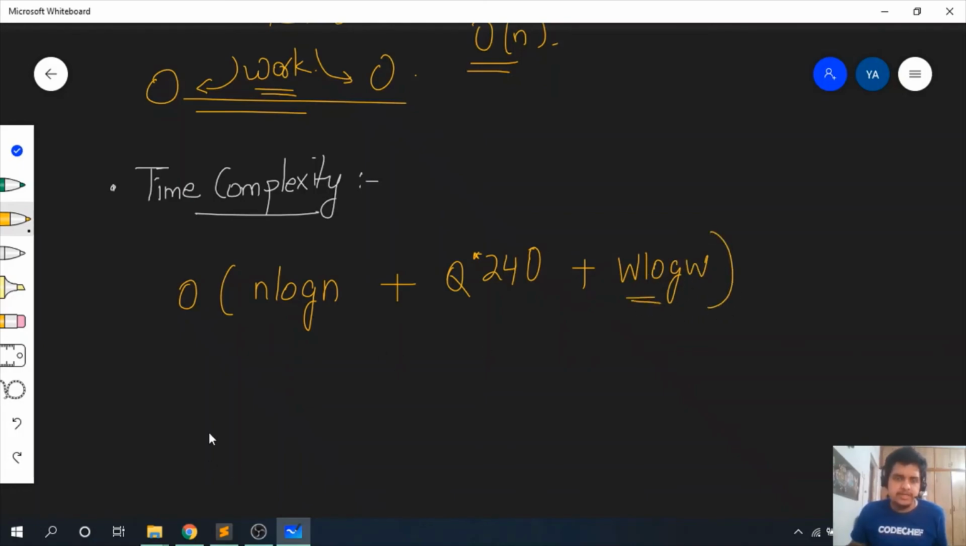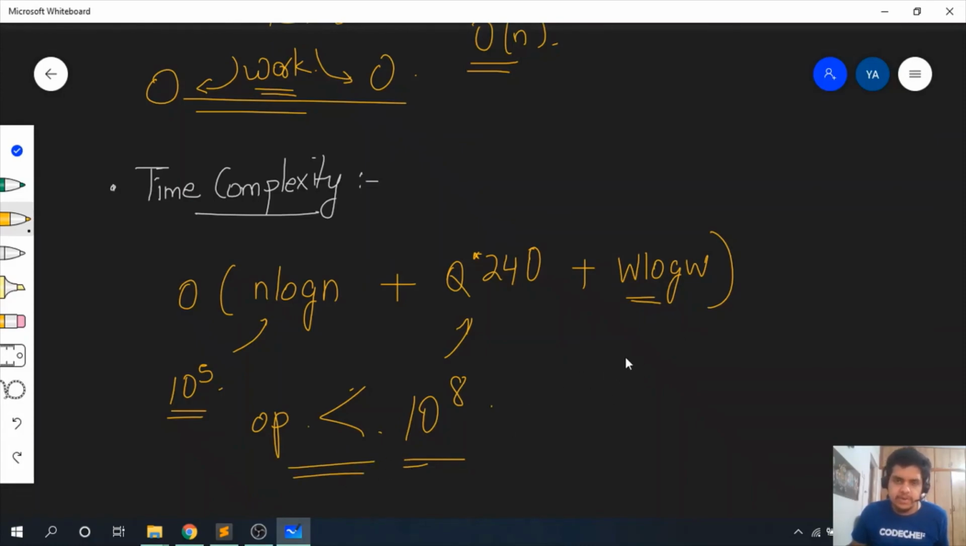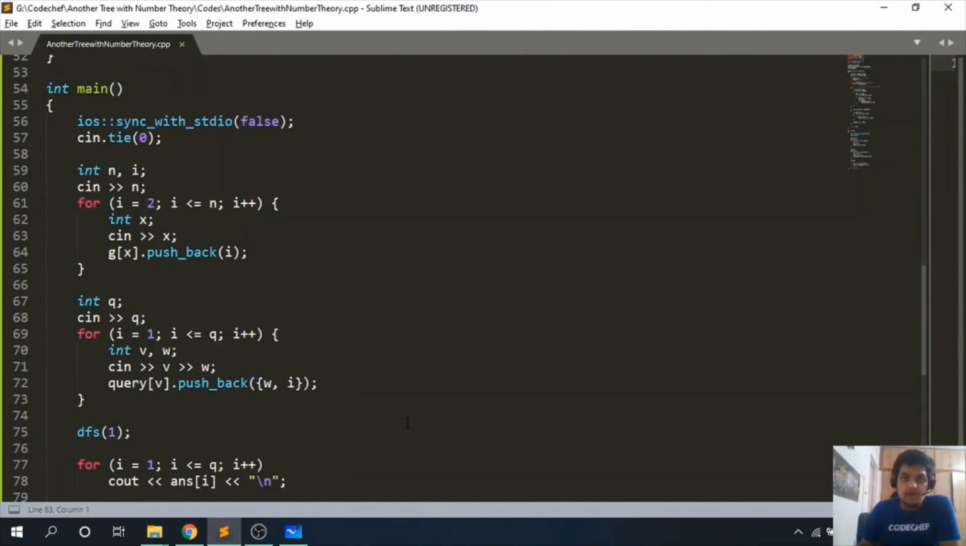So let us analyze this a bit. n log n is very light because n is 10 to the power 5. Q into 240 is a loose upper bound, so again this will be light. W log W is a bit heavy, but it won't affect the time complexity much because the total operations are still well within 10 to the power 8. So the 1 second time limit is perfect. Now, having seen the time complexity analysis, let's get to the implementation. Now let us move on to the C++ implementation.